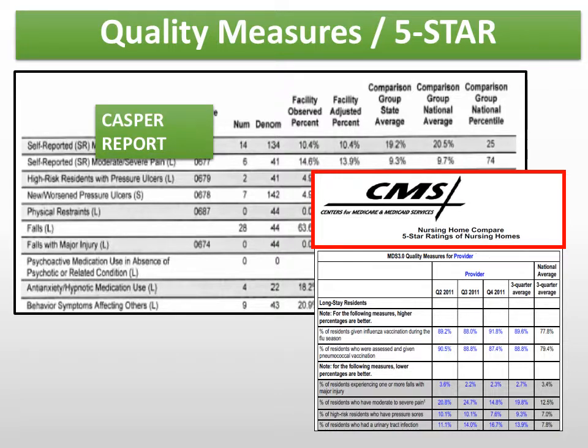In Virginia, the CASPER report is used to drive the survey process. When a facility triggers at 75 percentile, the surveyors will use this opportunity to evaluate the systems and the processes that the facility has in place regarding that particular measure and seek to determine whether the facility is compliant with related regulations.